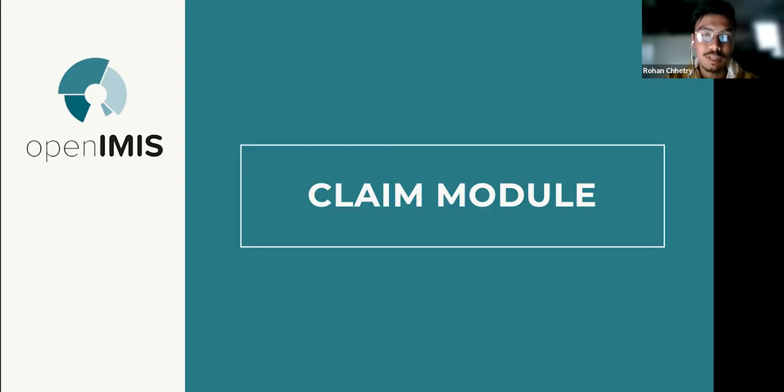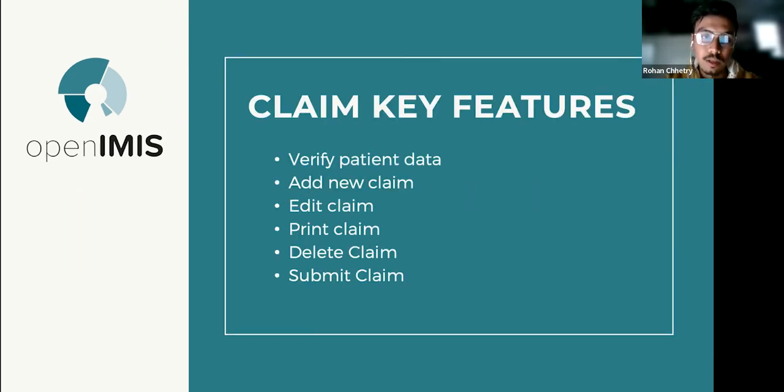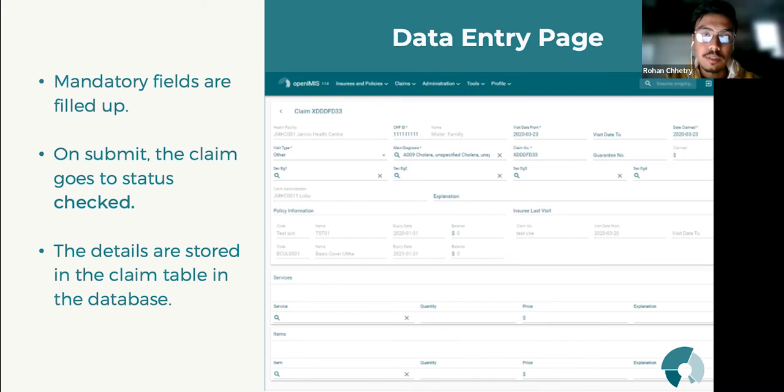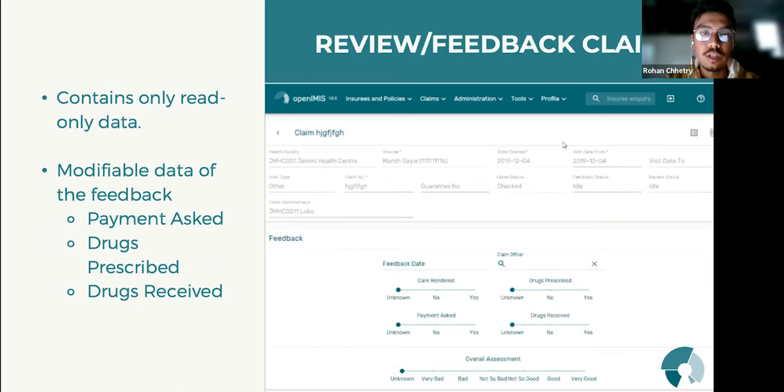Now, let us talk about the claim model of openIMIS. Some key features of the claim model are that it verifies patient's data. We can add new claims, edit claims, print claims, delete claims, and also submit claims. Claims are submitted through a data entry page. Mandatory fields are to be filled up, and on submit, the claim goes to the status checked. The details are stored in the claim table in the database, and now go to review and feedback.